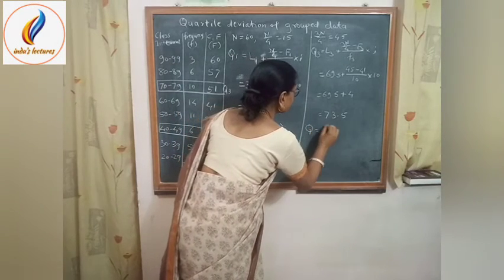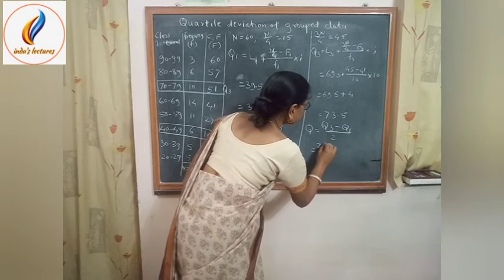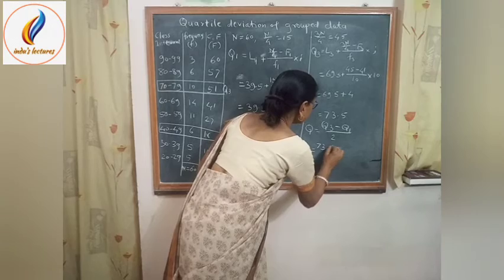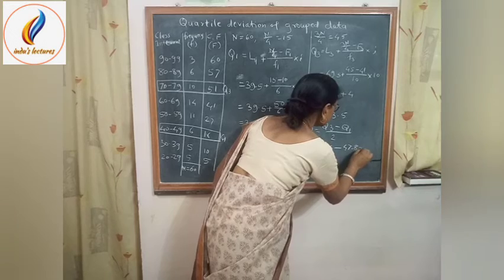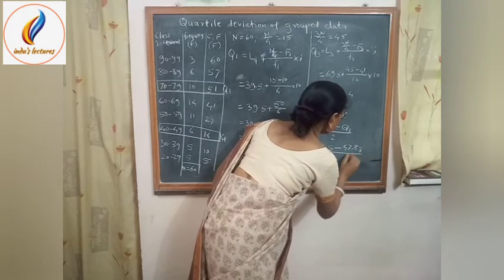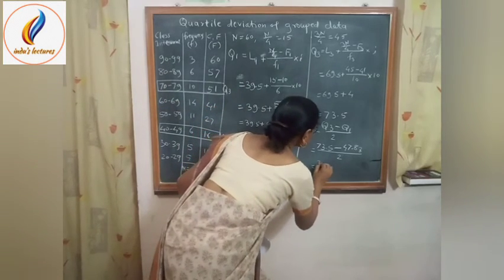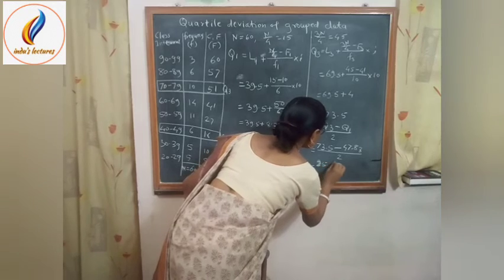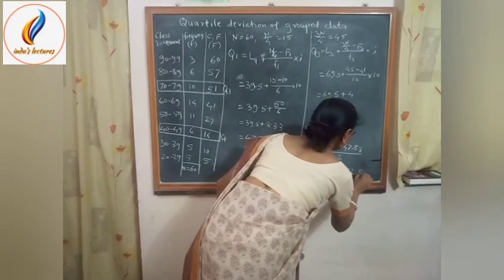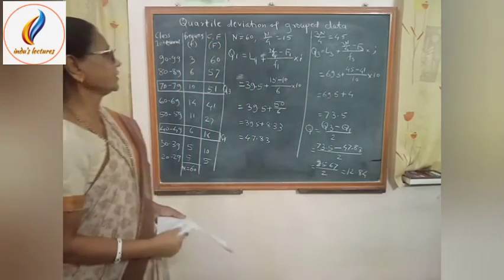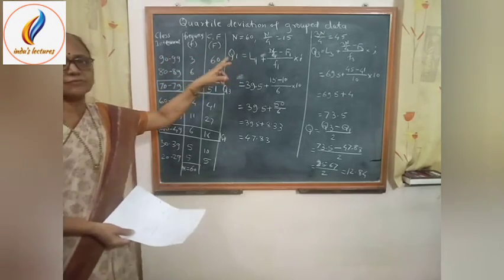So we can calculate the quartile deviation by using the formula. Quartile deviation Q is equal to (Q3 minus Q1) upon 2, which is equal to (73.5 minus 47.83) divided by 2, which is equal to 25.67 divided by 2, and the value is 12.84. In this way we have calculated the value of quartile deviation from group data.